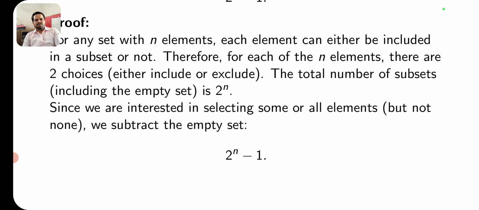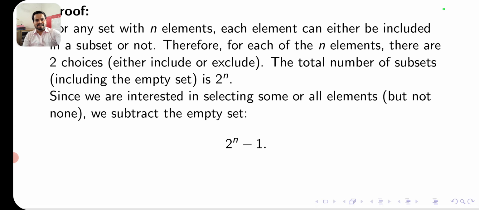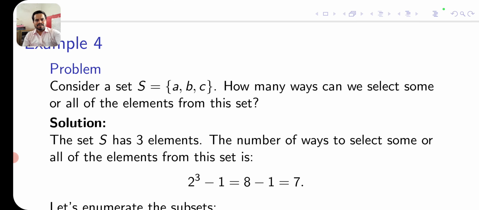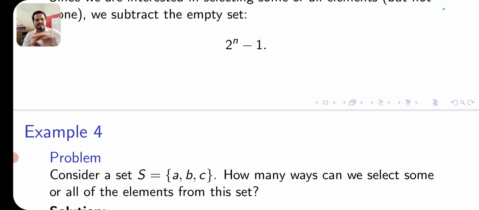Since we are interested in selecting some or all elements but not none, we can subtract the empty set. Do you understand? Just subtract 1, and we get the desired result: 2 raised to n minus 1. Yes. Now we apply this result to an example. So let us see this one.